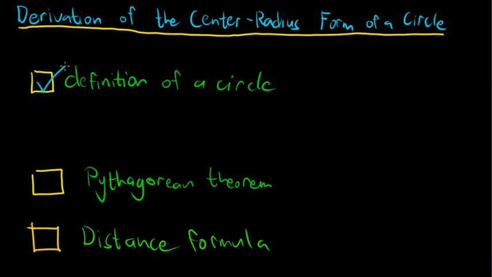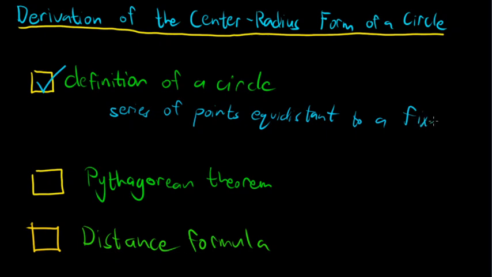The definition of a circle is basically a series of points. Actually, let me write it here. Series of points equidistant to a fixed point. Now, yung fixed point na yun yung center ng circle, and then yung series of points, yun yung mismong circle natin. That's how we define a circle.